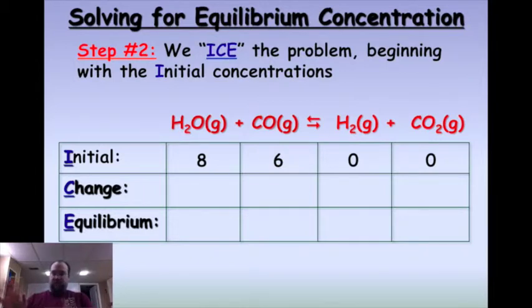How much of each is there? So we have 8, 6, and since my reaction hasn't started, I'm going to have 0 and 0. Now C is change. So how much is going to change?